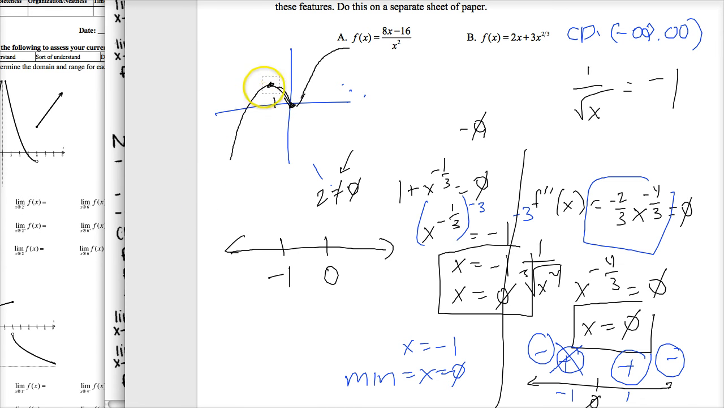From negative infinity to negative 1, it's increasing but concave down. From negative 1 to 0, it's concave down and decreasing. And then from 0 on, it's increasing but concave down. So that's how I sketch this graph.